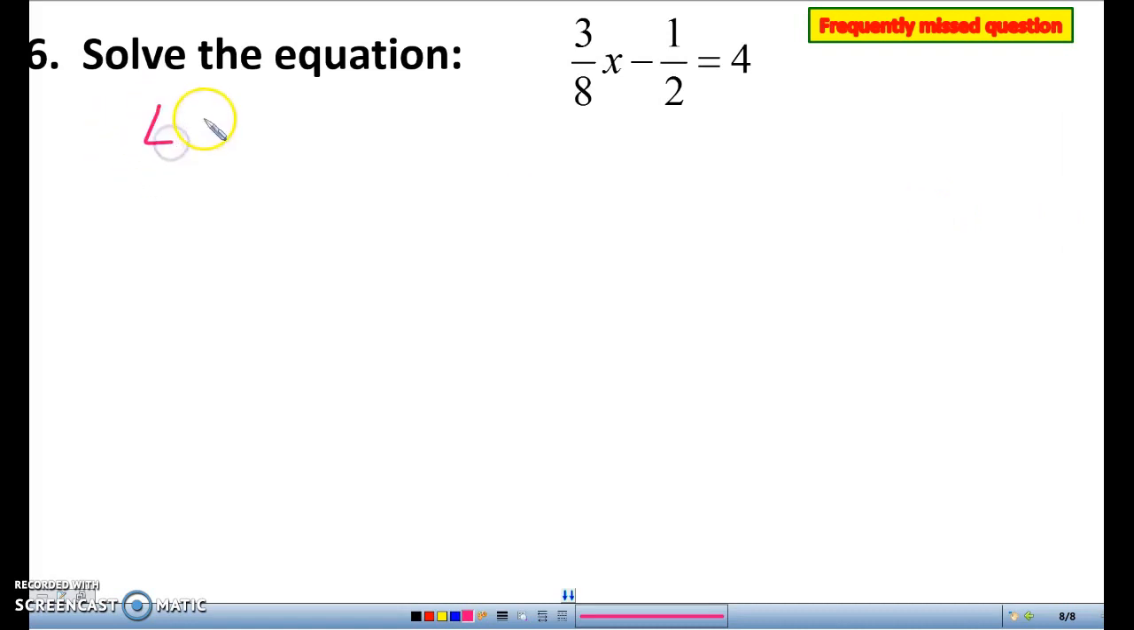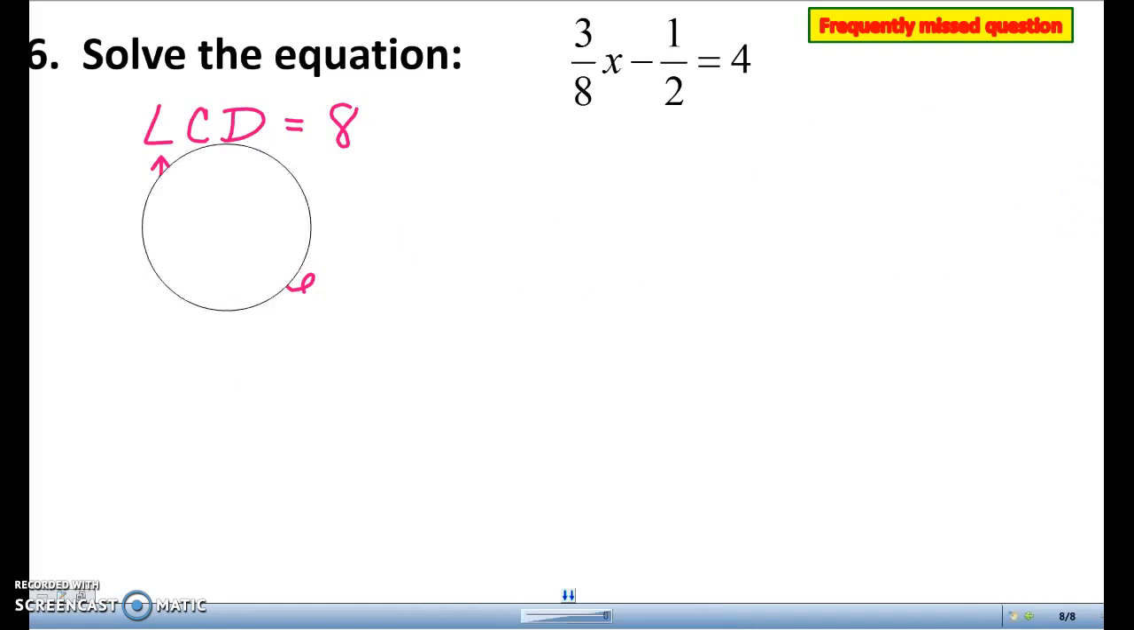You want to multiply both sides of the equation by the least common denominator between the 8 and the 2. Now the least common denominator is the smallest number that both of them divide evenly into. They both divide evenly into 16. It would work, but that's not your smallest. That's not your least. Can you think of another one? Yeah, they both divide evenly into 8.